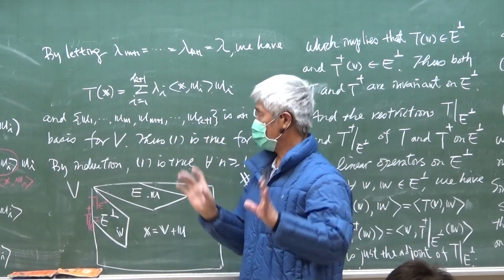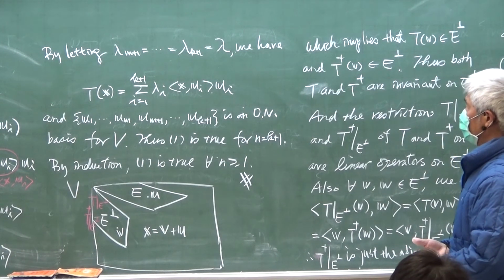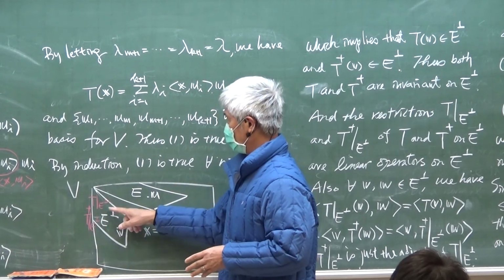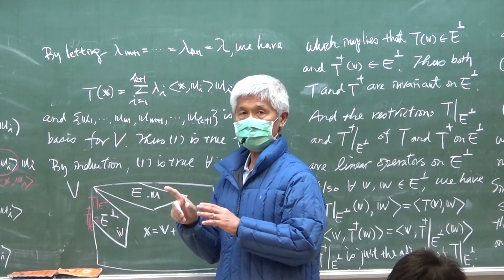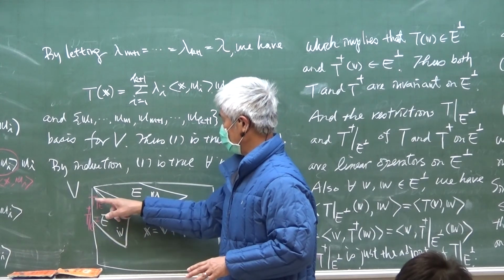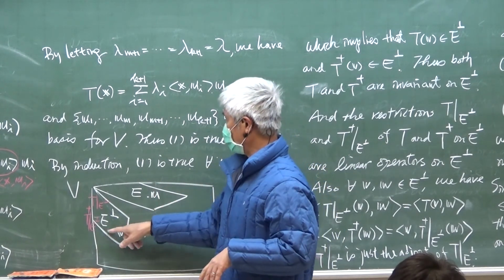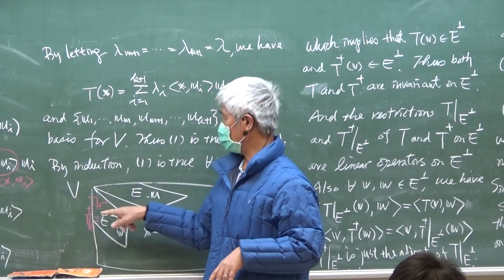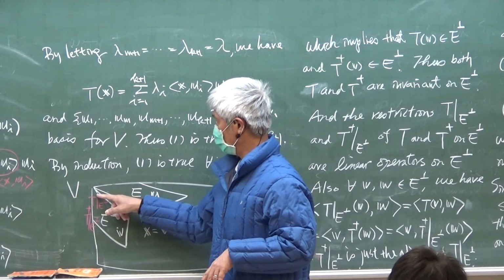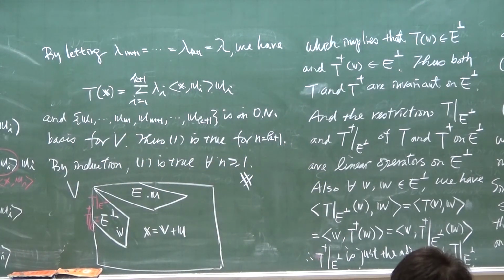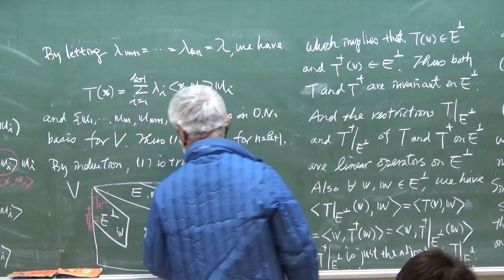We have to use some effort to show that T and T dagger are invariant on E perp, and then these two are adjoint to each other. Then the restriction of T to E perp is also normal. So everything is perfect. And because the dimension of E perp is smaller than the dimension of V, the restriction of T to E perp has a spectral decomposition. That's the idea.